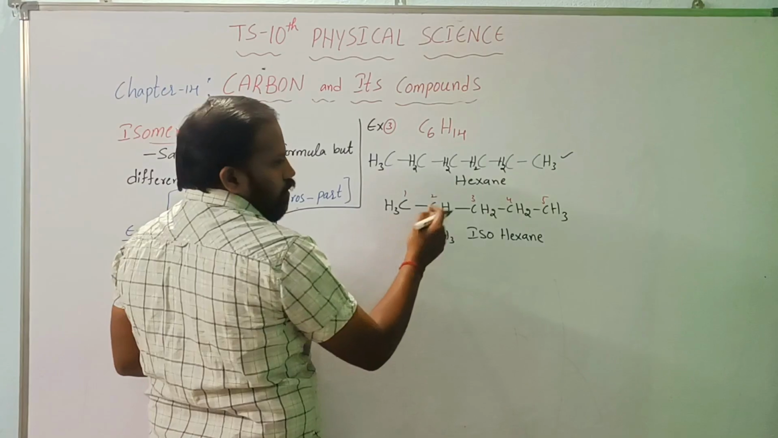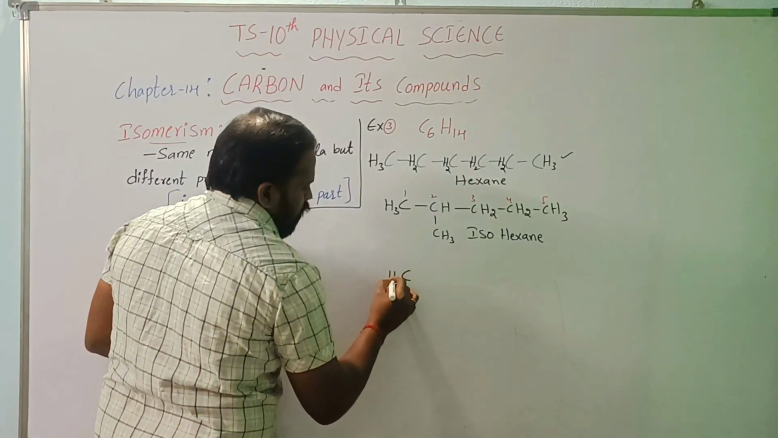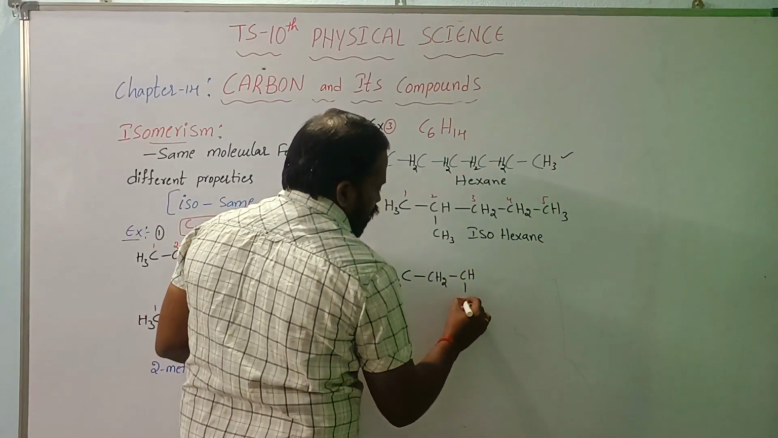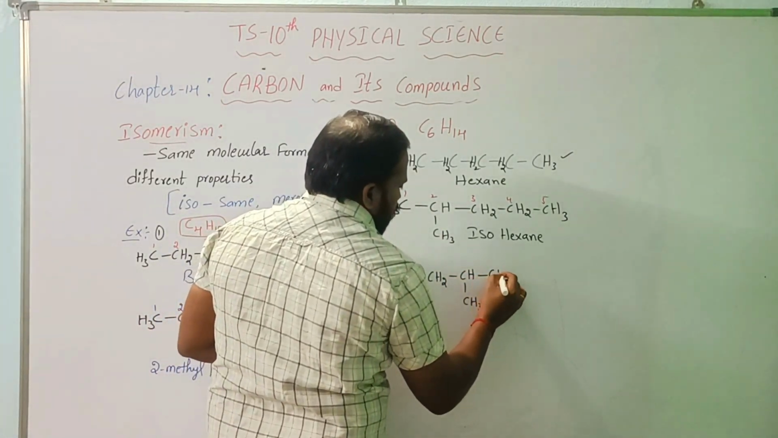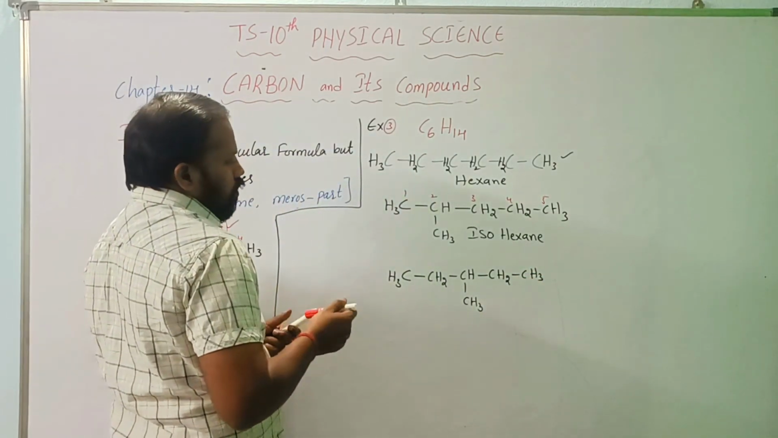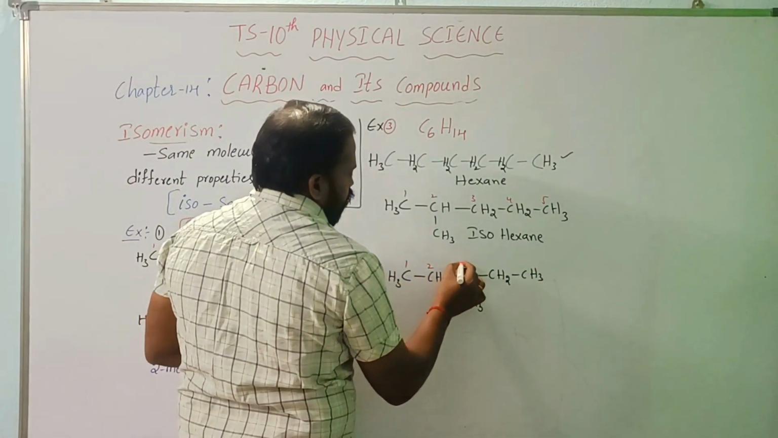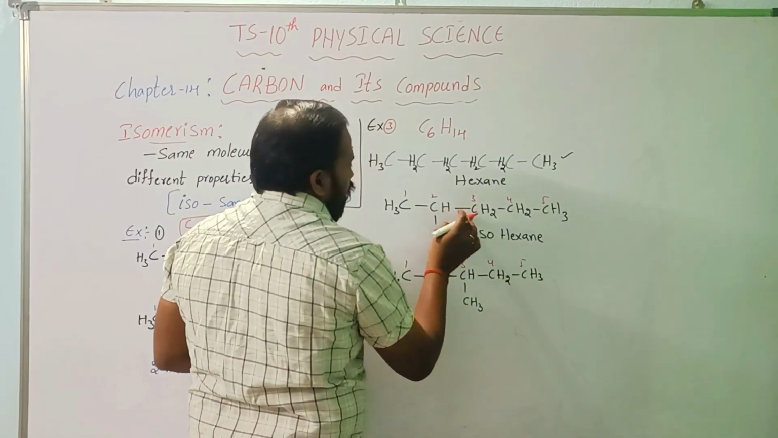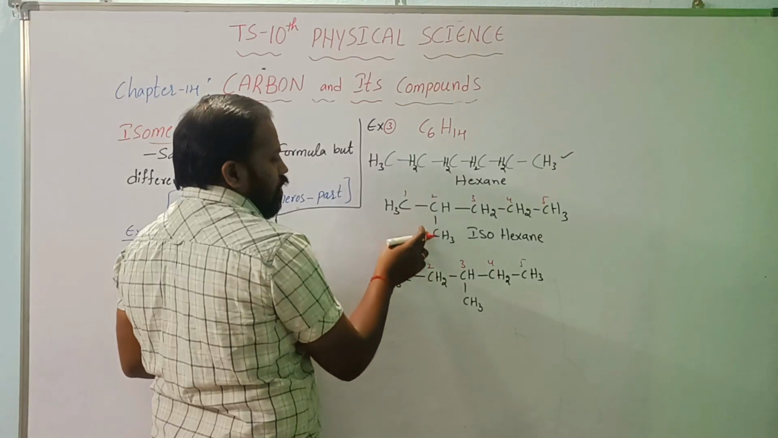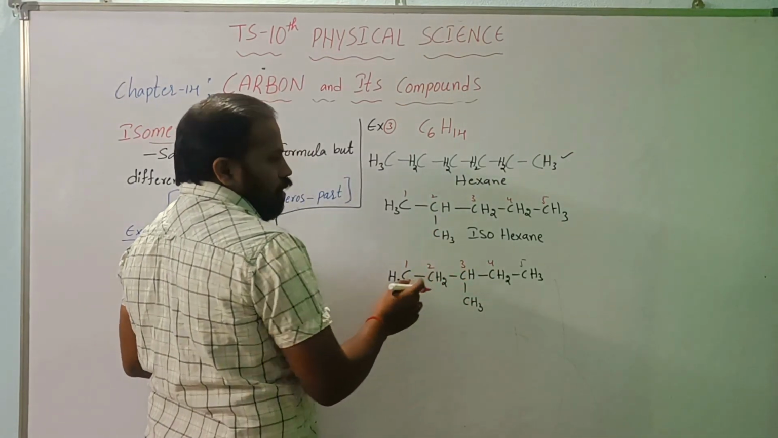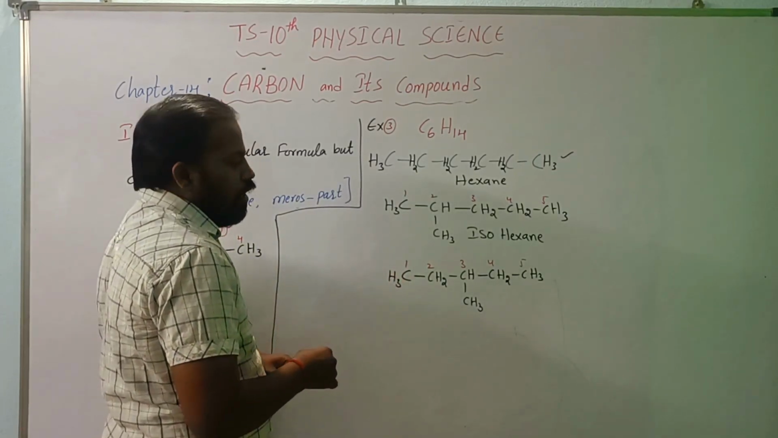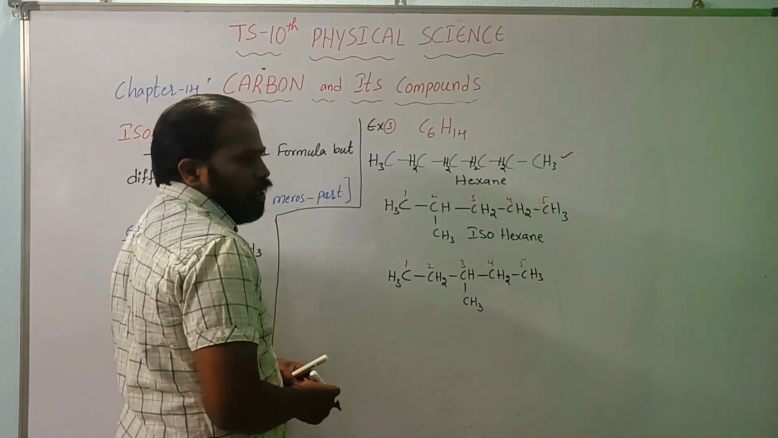Next, what else is possible here? At the second position it is there, so you can change the position. So CH3, CH2, CH, CH3, CH2, CH3. Check the numbering: 1, 2, 3, 4, 5. You can see in the previous structure, there is a branch on the second carbon. But in this structure, the third carbon has a branch. These two we can say are positional isomers.